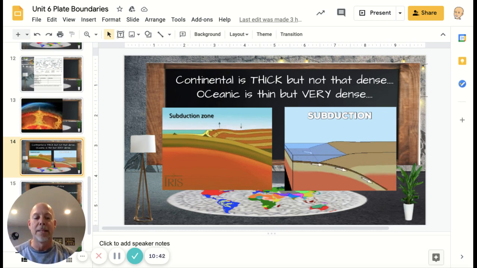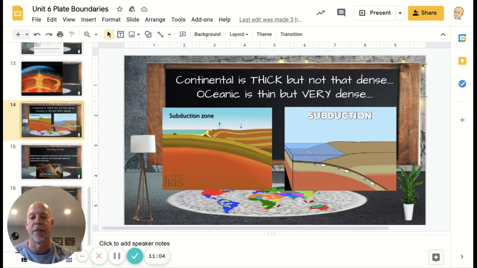So what types of features are created when you have oceanic and continental crust combining? We just discussed it. What is created? Two things. One thing that's being pushed up, the other one going down. So what two features are created by a subduction of an oceanic into a continental crust?